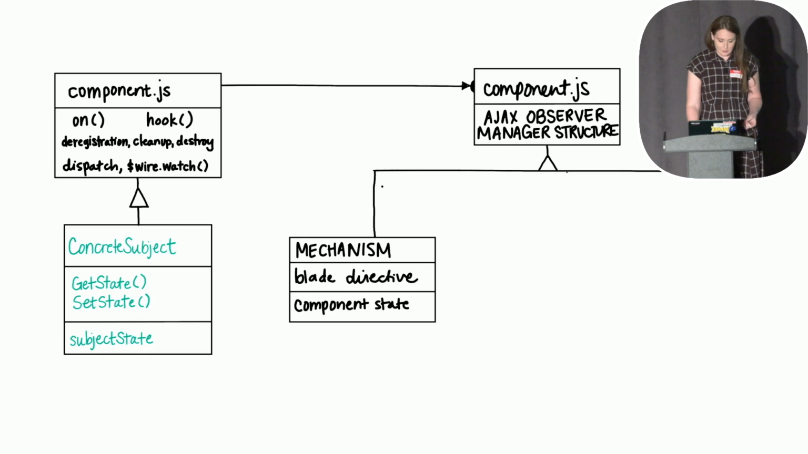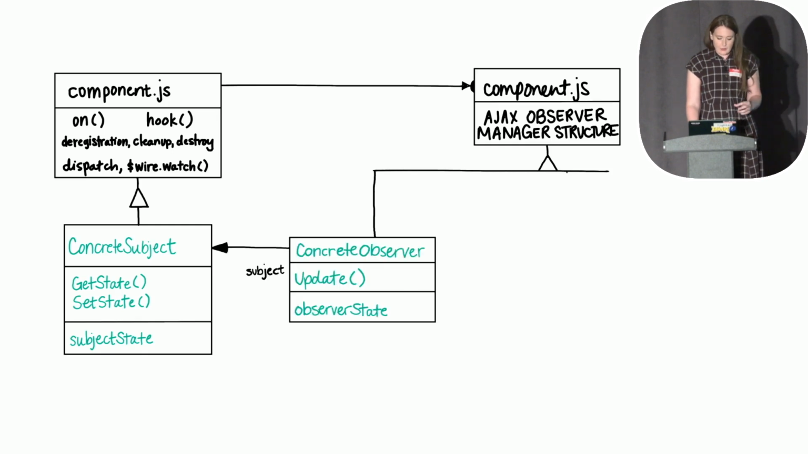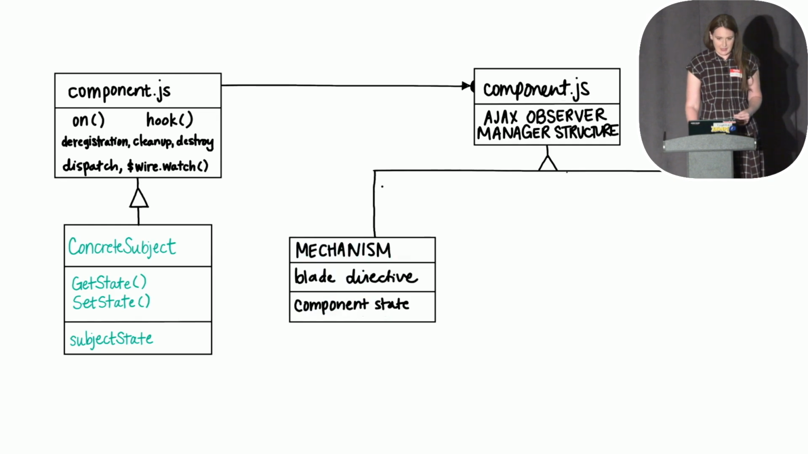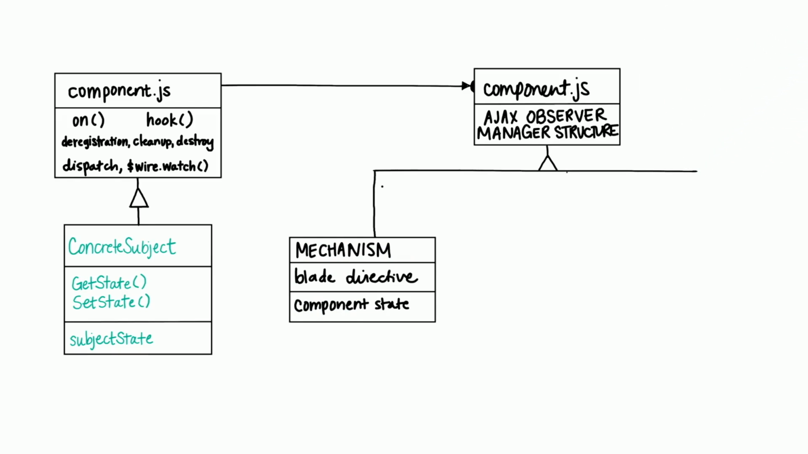So the concrete observer, which is the instance of the component when it's instantiated as any of the components in Livewire that are going to be listening, are basically mechanisms which are tied to the component via blade directives. They're atomic engines which have complex functionality, and you can denote them quickly in blade markup syntax.